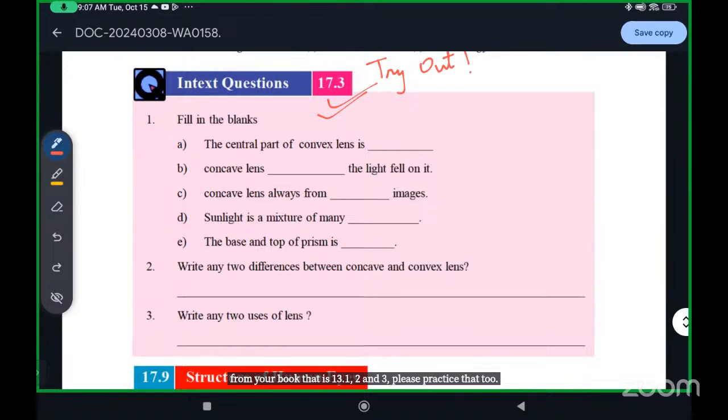Which questions, Simeon, is it? From the in-text questions? From the exercise, it must be, no? I cannot find it. In the exercise, question 3 from the exercise. Okay.